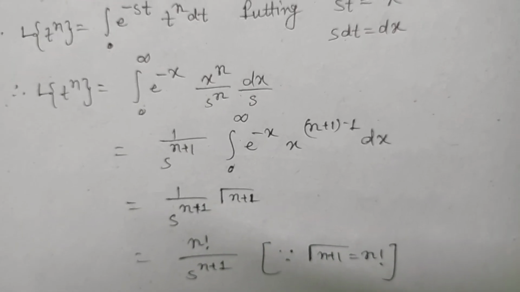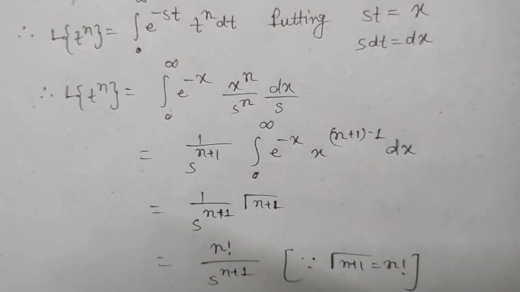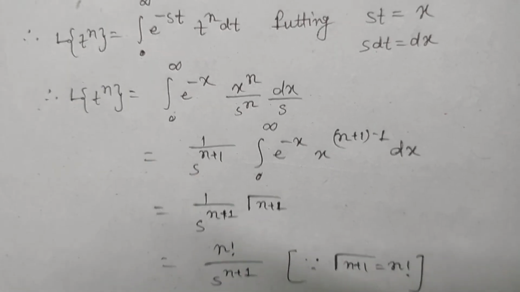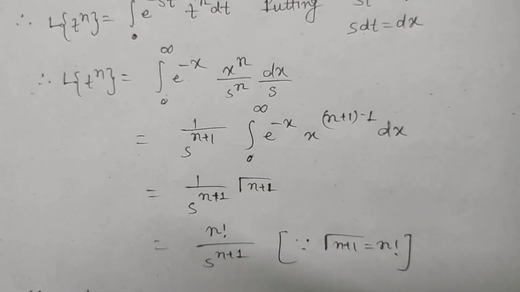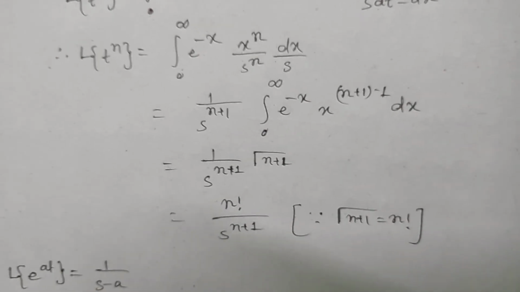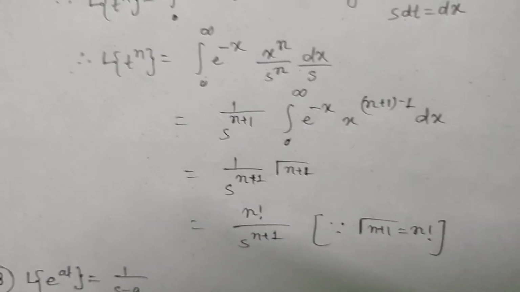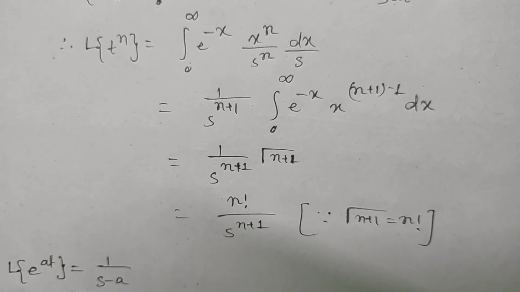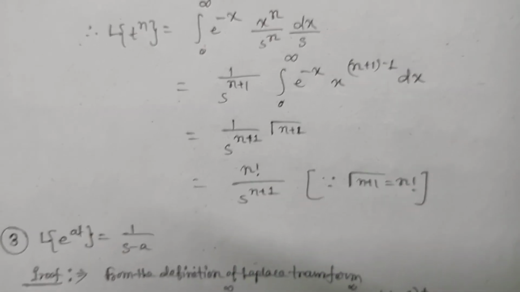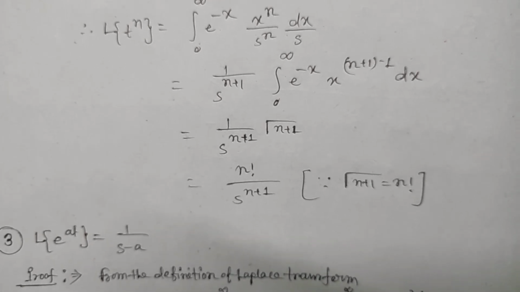What is the definition of the gamma function? Gamma n is given by the integration from 0 to infinity of e to the power minus x times x to the power n minus 1 dx. So from the definition of the gamma function, this term is gamma n plus 1 and the denominator is s to the power n plus 1. So the Laplace transform of t to the power n is gamma n plus 1 upon s to the power n plus 1. This is the proof, and we all know that gamma n plus 1 is equal to n factorial, so the Laplace transform of t to the power n is n factorial upon s to the power n plus 1.